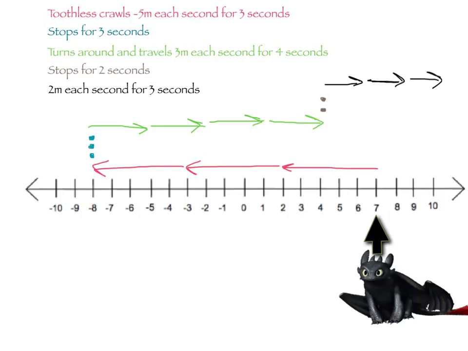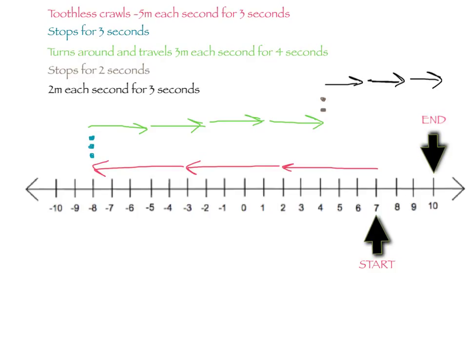So what is Toothless's ending position? Well, if you're thinking the ending position is 10, you are correct.